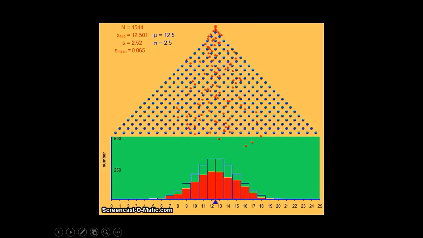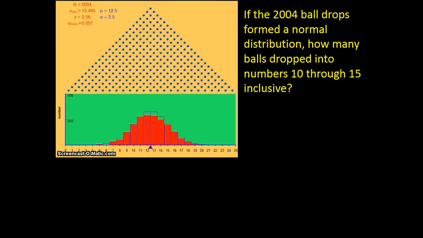If you look in the upper left, you'll notice that it's also telling us what the mean and the standard deviation is for this experiment. That's in blue. The mean is 12.5, and the standard deviation for this particular experiment is 2.5. So knowing what the mean is and what the standard deviation is, we can do a little bit of prediction about what goes on in this experiment. Looking at the upper left again, the N says there have been 2,004 balls dropped in this experiment.